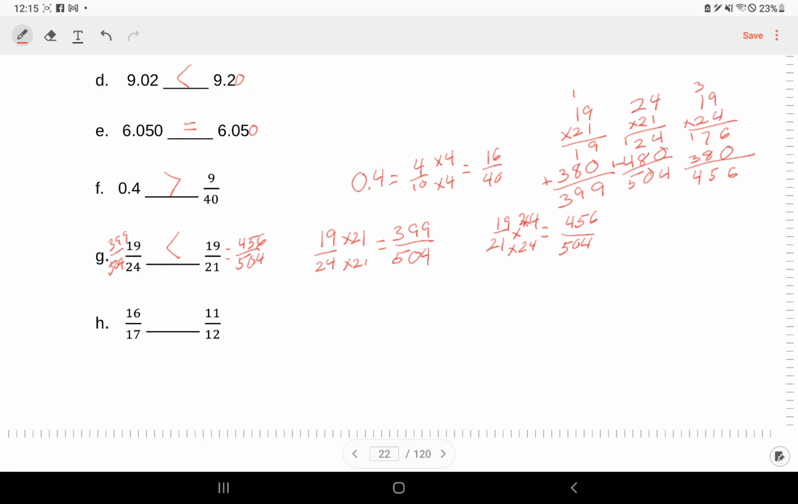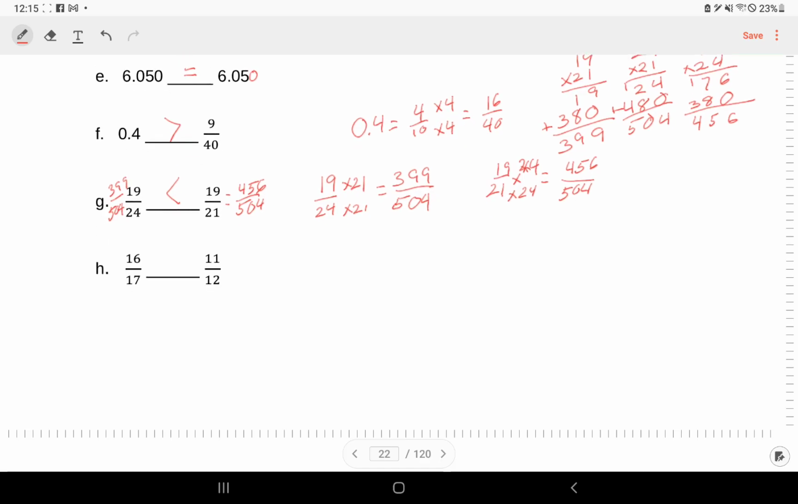And now, same process for the last one. So 16 over 17 times 12, times 12. Common denominator. Well, 16 times 12. 2 times 6 is 12. Carry 1. 2 times 1 is 2, and 1 is 3. Placeholder. 1 times 16 is 16. So when I add 2, 9, 1, that gives me 192.